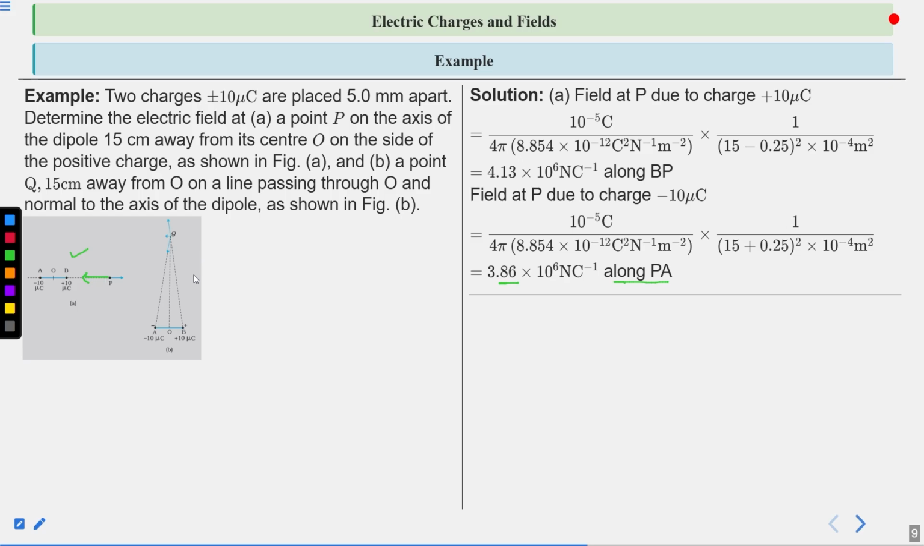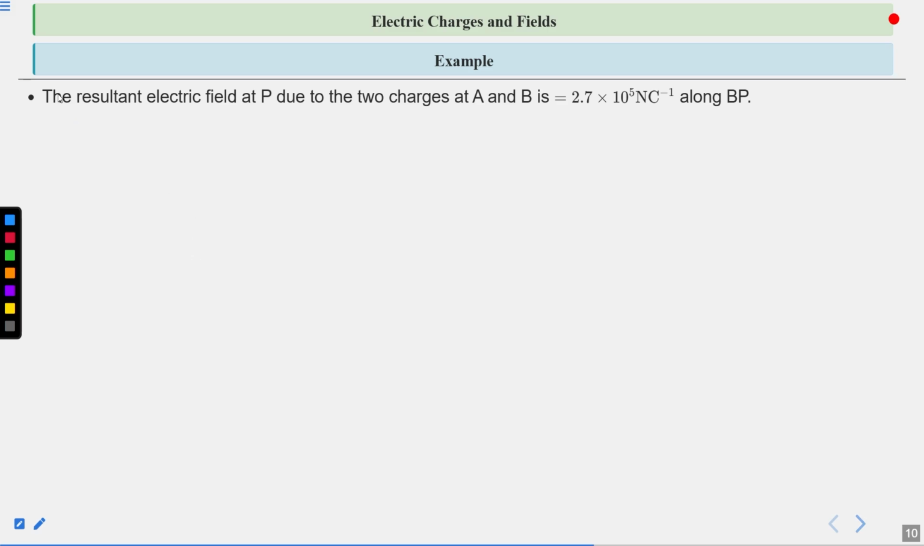So this is the net electric field when we talk about the electric field on the axial line. Now in the second case, if we talk about the equatorial plane, the resultant electric field at point P due to the two charges at A and B is 2.7 into 10 raised to the power 5 newton per coulomb along BP.